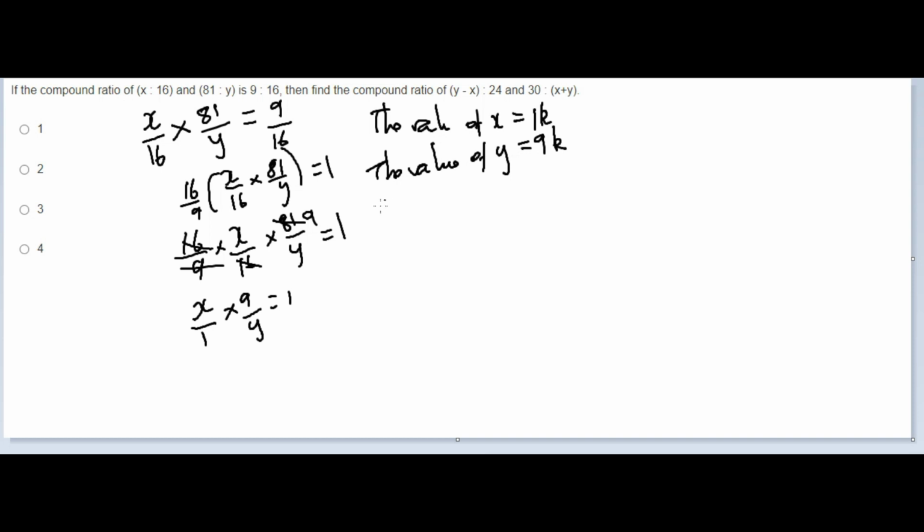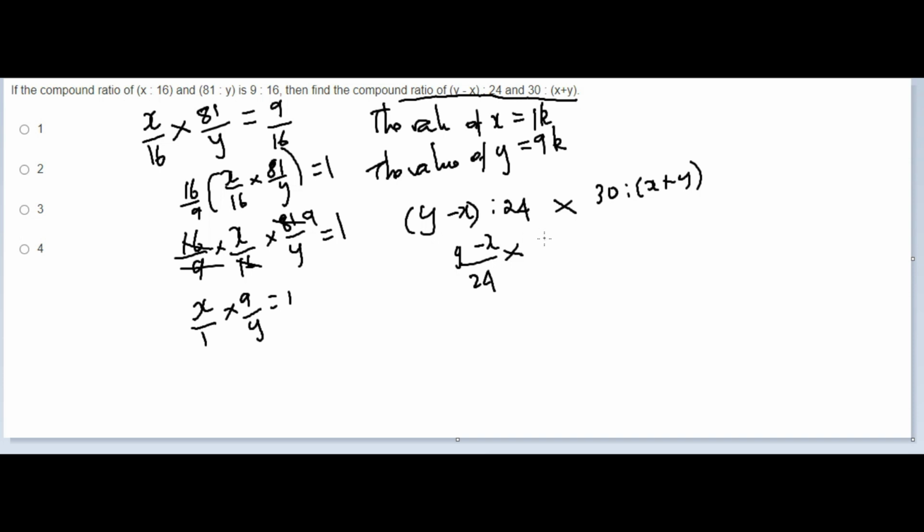Okay, so how can we make the compound ratio? Listen here, the question is given as very simple. Just make it y minus x, in brackets, is to 24, and, that means you want to multiply, 30 is to x plus y. So we can write y minus x divided by 24 into 30 divided by x plus y. They have only asked this, is it right?